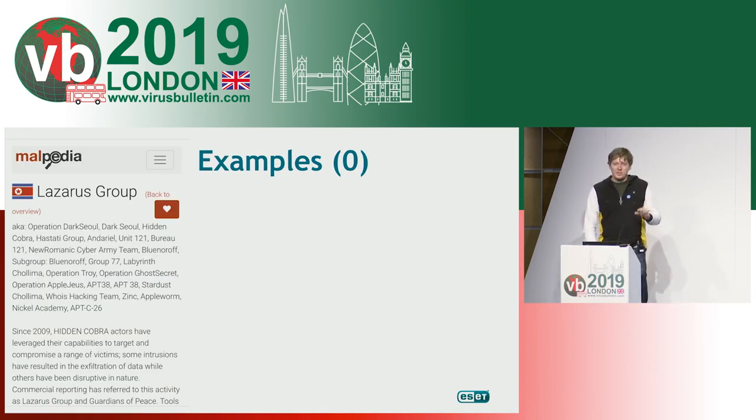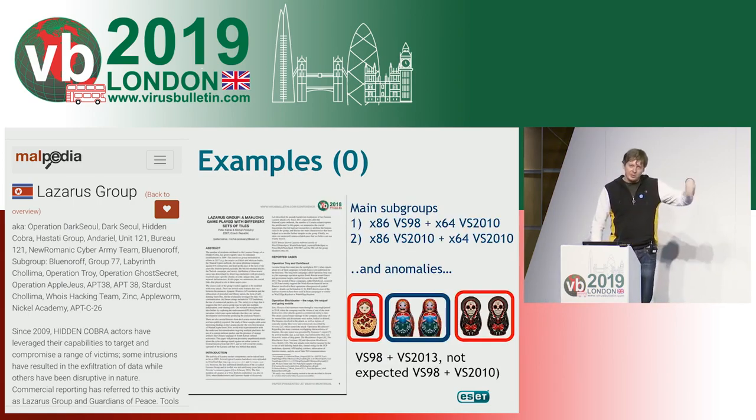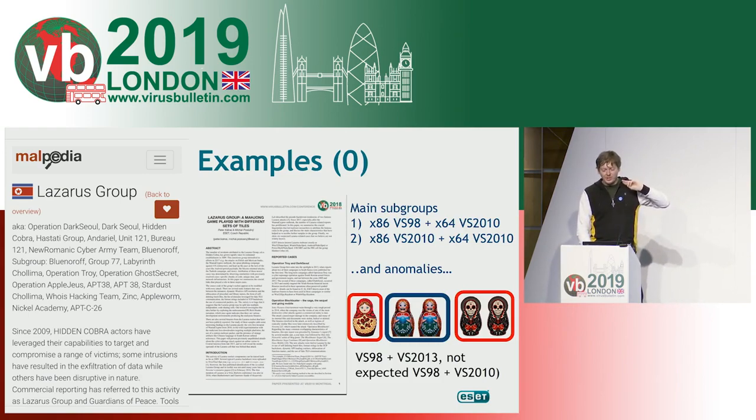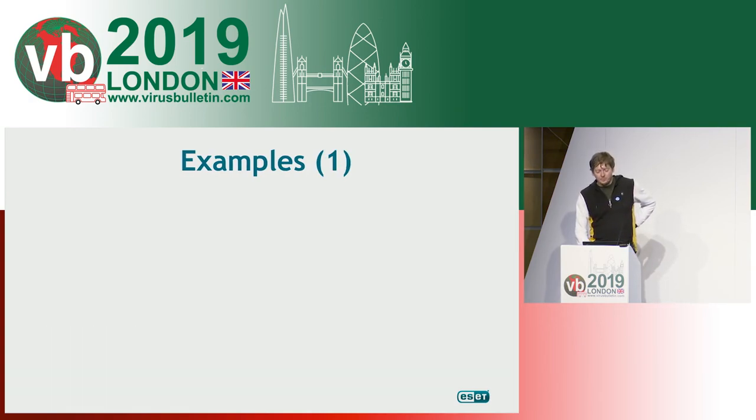So let's start with the examples. As we said already, the motivation was our research of the APT Lazarus group and its toolset. It is really huge, so we were grasping at straws to find some relations. We did the paper last year, and we found that at least two major groups were present. One was using Visual Studio 98 and 2010, and the second group was using Visual Studio 2010 exclusively. But of course, we also found many anomalies. If you are interested, just check the paper.